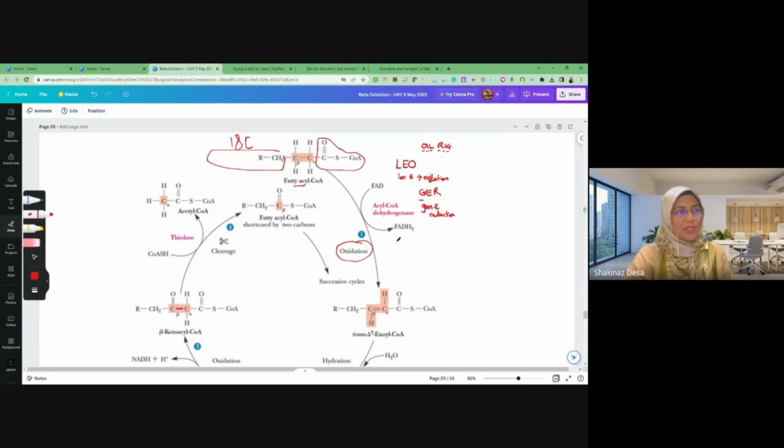So what happens during the first stage, this oxidation? There will be a loss of electrons. We know that. Look at the one labelled right here.